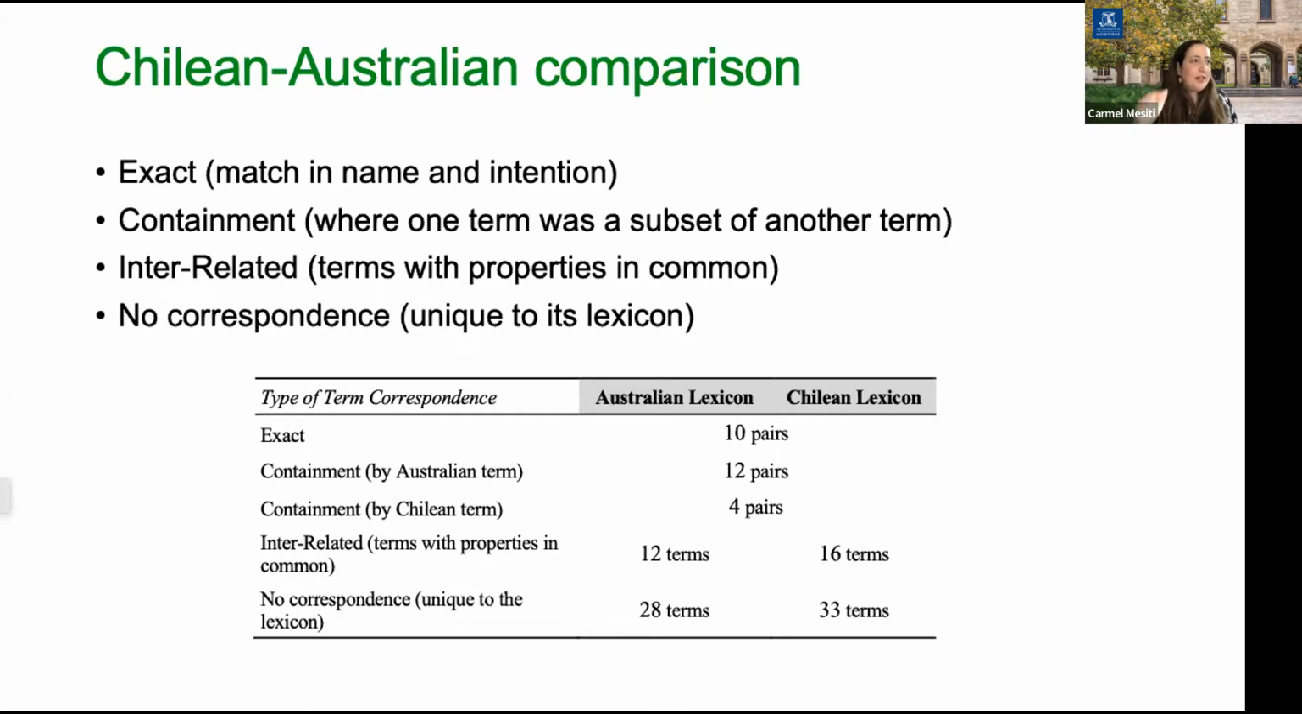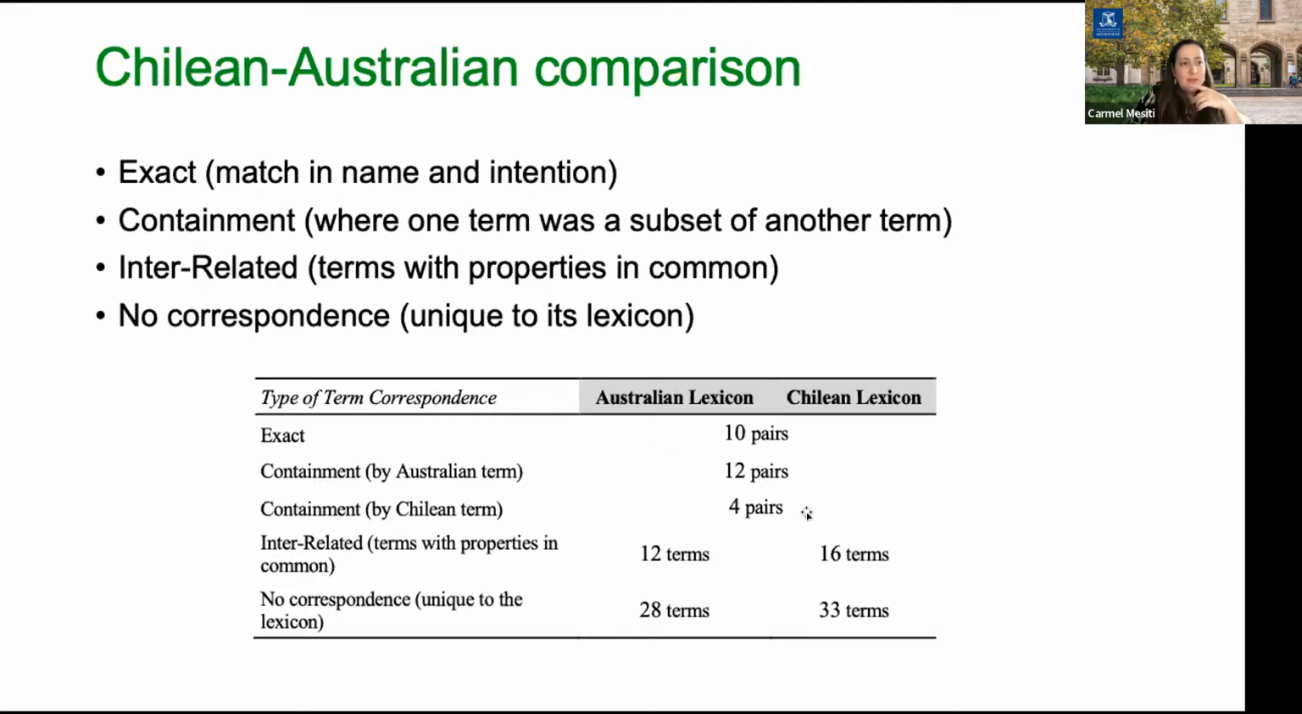With the Chilean-Australian, we were looking not only for exact terms, but we were also considering containment, where one term was a subset of another term, or where they were interrelated, that is, terms with properties in common, or there was no correspondence. It was unique to its lexicon. So you can see there, that was the result of an analysis that involved Australian and Chilean lexicon. So we had 10 pairs of terms that we could say were exact, where the containment was by the Australian term. So the Australian term was more general, while the Chilean term was more specific.